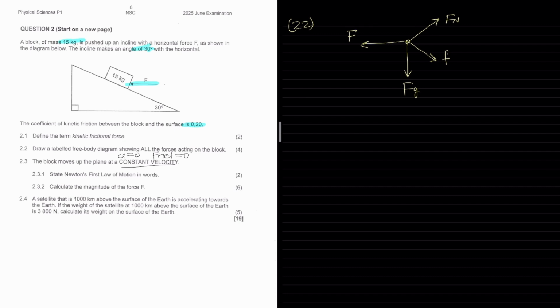2.3.1, state Newton's first law. Okay, we're leaving that out. 2.3.2, calculate the magnitude of the force F. Now, what I want to do first is draw the forces with their components, because the components are going to make it a bit easier for me to figure out what's equal to what.